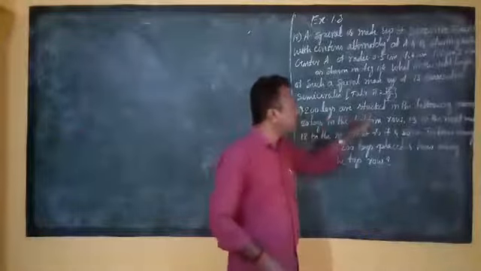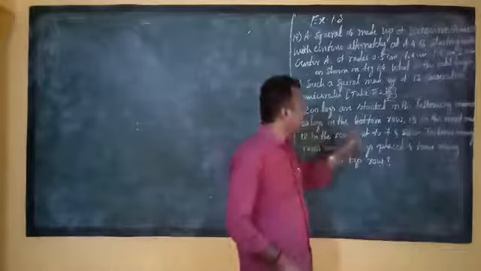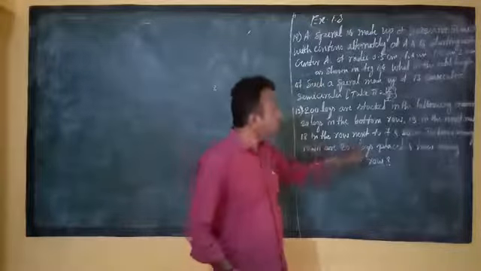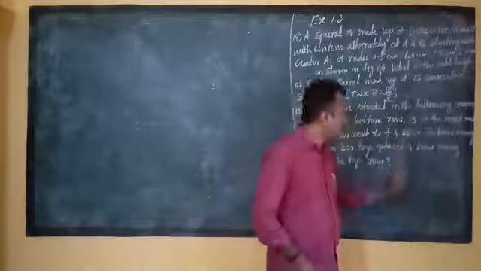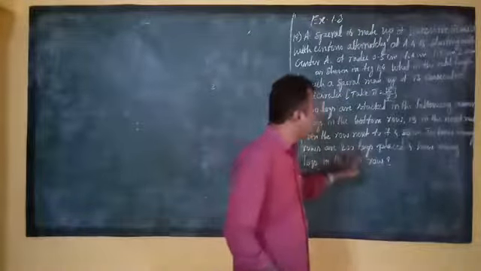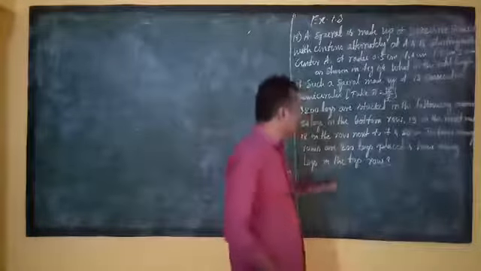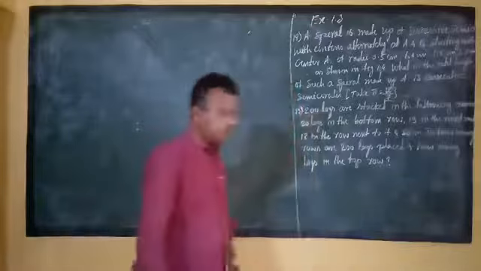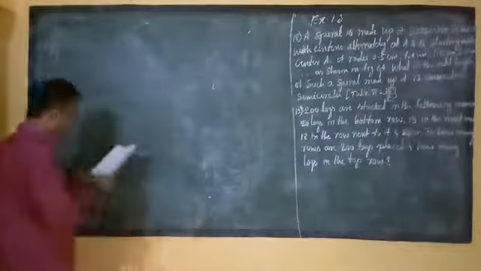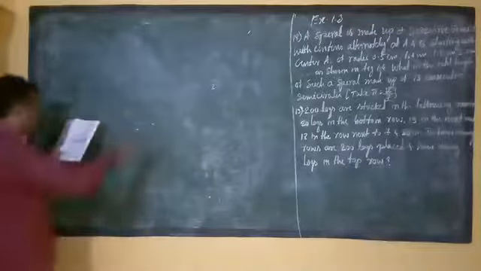"200 logs are stacked in the following manner: 20 logs in the bottom row, 19 in the next row, 18 in the next to it, and so on. In how many rows are the 200 logs placed, and how many logs are in the top row?" See students, one diagram is there. In your textbook, figure 1.5 is there.